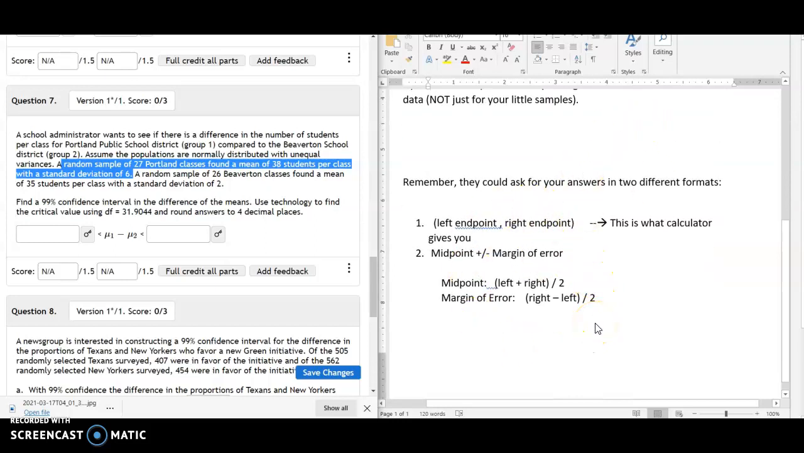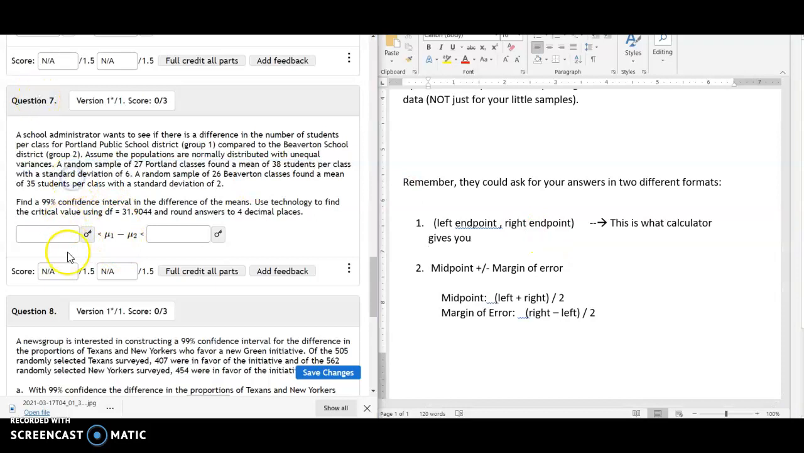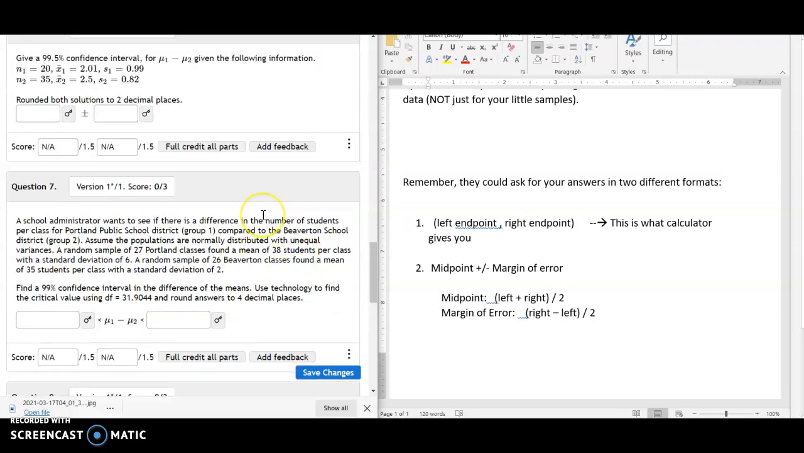The other thing I wanted to mention was this bit down here. They could ask you to give a confidence interval in 2 different formats, so you have to pay attention to which format they want. The first format, which is maybe the most common, is basically just tell me what your calculator said: the left endpoint and the right endpoint. Like looking at question 7 here, that's what they're looking for. Whatever the calculator gives you, make sure you round it however they want you to round it. You put those numbers in, done. Those are the easier ones.